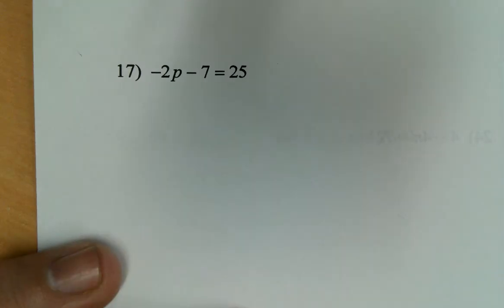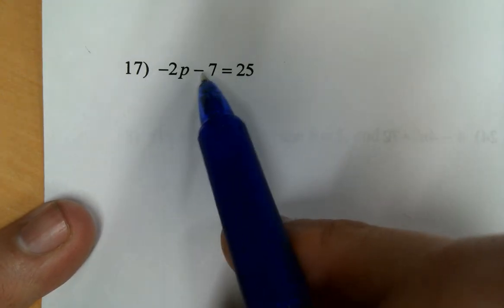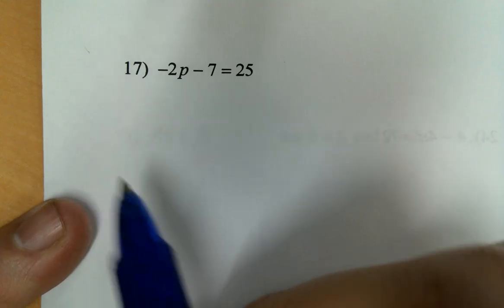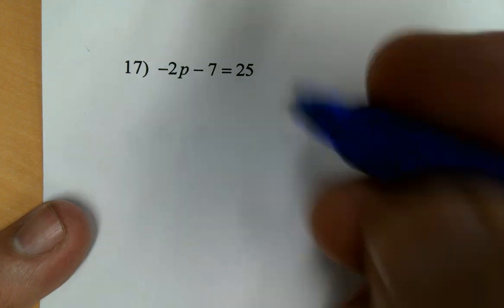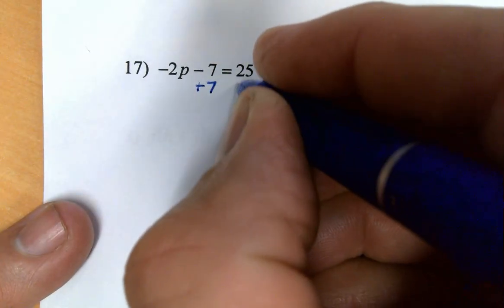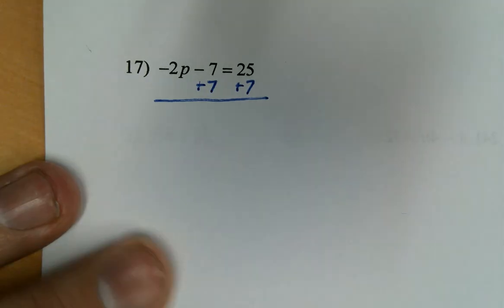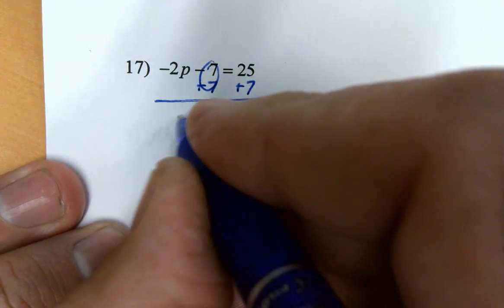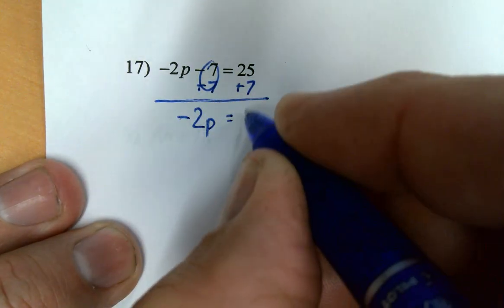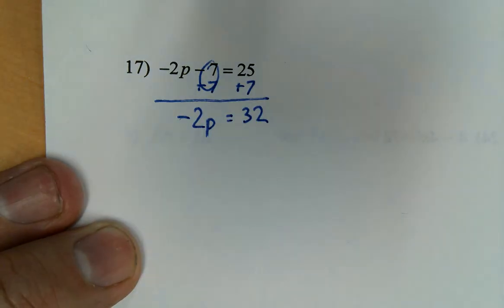Okay, now, when we get ready to go to 2-step equations, we got to undo the subtraction or the addition first. We go in the reverse order. Remember PEMDAS, we go in the backwards order when we're solving. So we go SADMEP. We're going to undo this subtraction first by adding 7 to both sides. -7 plus 7, that becomes 0. So this is -2p equals 32. We got rid of the 7.